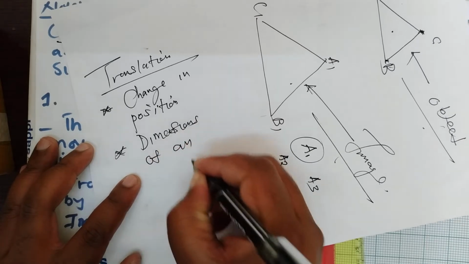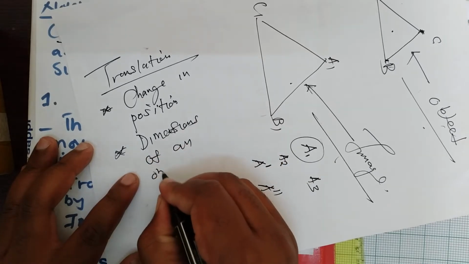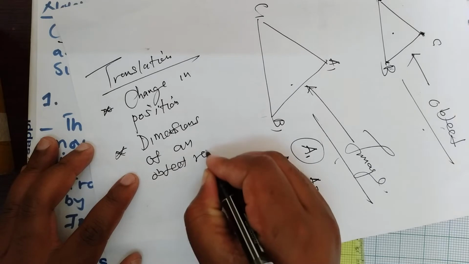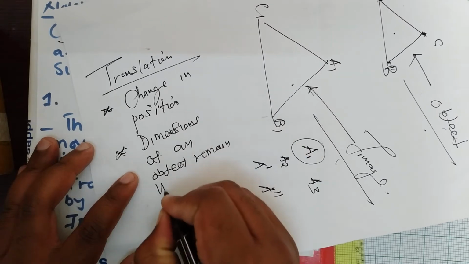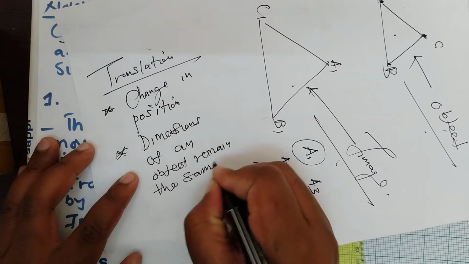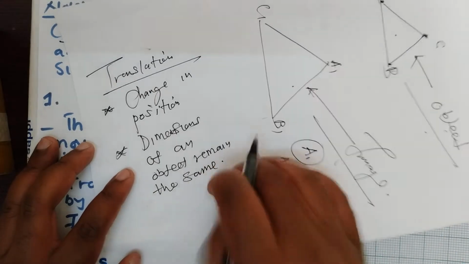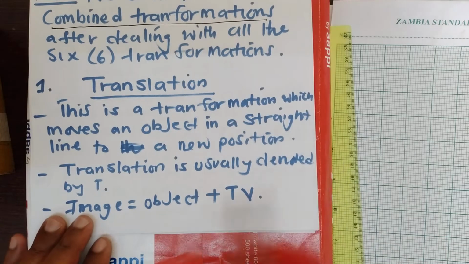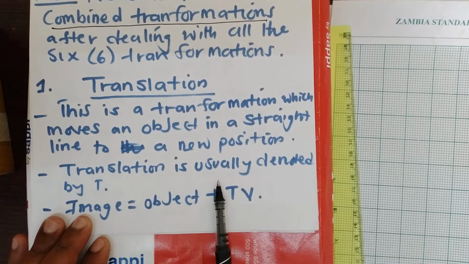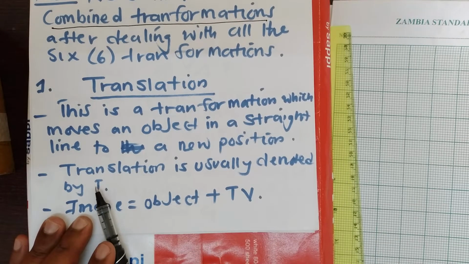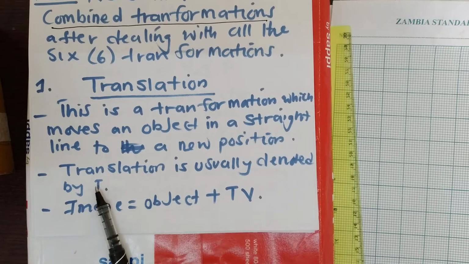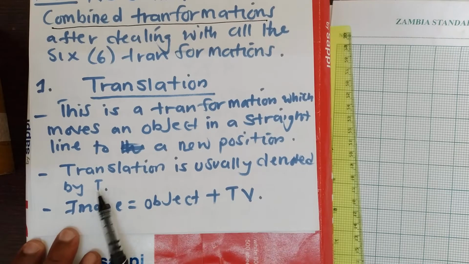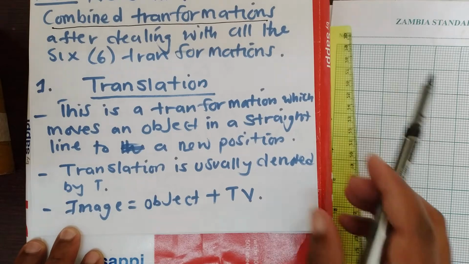Dimensions of an object remain the same. But there's change in position. That's what we are saying here. Now, translation is usually denoted by T. Of course, we can use any other notation, but in most cases we use T to denote translation.